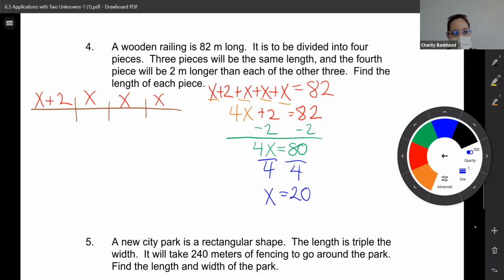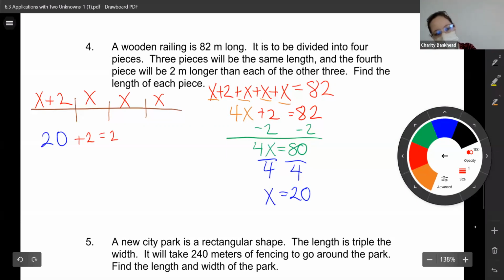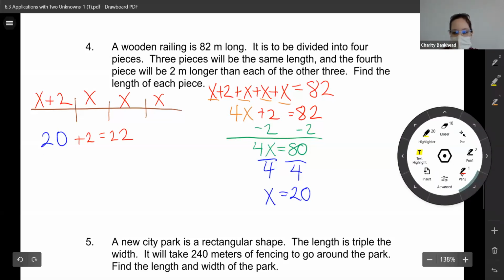Okay, and then 20 plus 2 is 22. So 3 pieces are 20 meters and 1 piece is 22 meters.